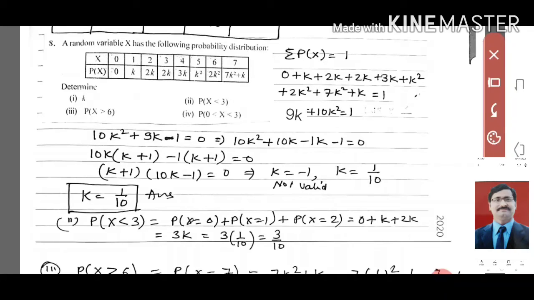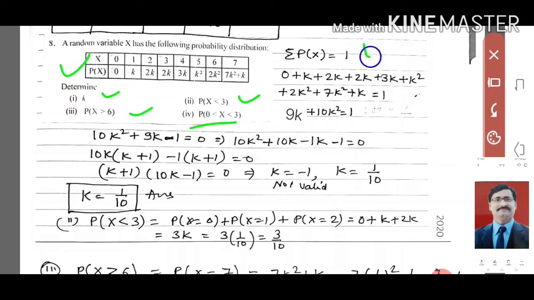Question number 8: random variable X has the following probability distribution. X is 0, 1, 2, 3, 4, 5, 6, 7 and P(X) is given: for 0, 0; for 1, K; for 2, 2K; for 3, 2K; for 4, 3K; for 5, K square; for 6, 2K square; and for 7, 7K square plus K. You have to determine the value of K, and find P(X<3), P(X>6) and P(0<X<3).